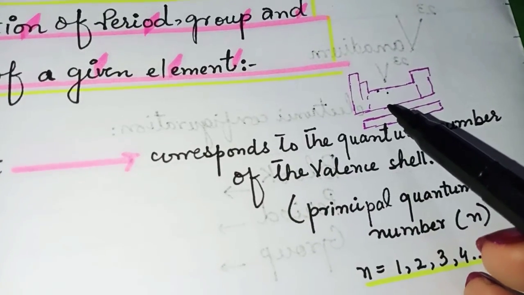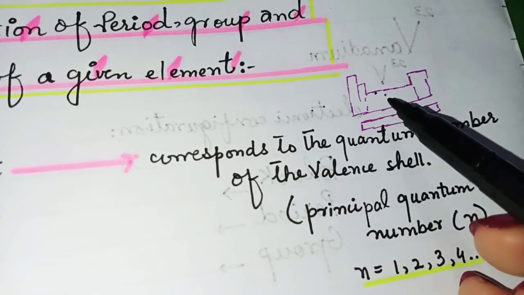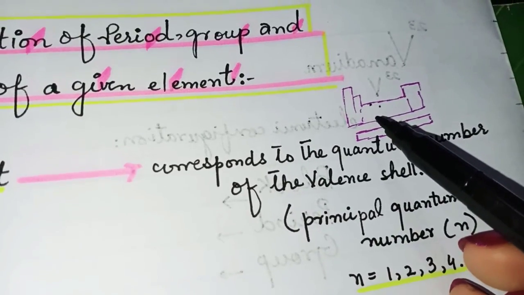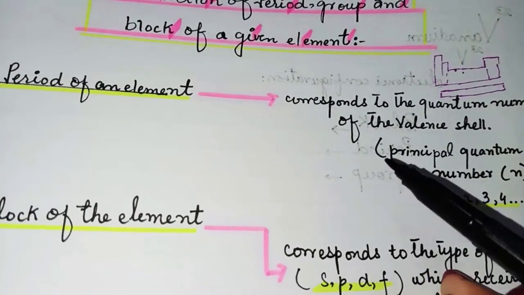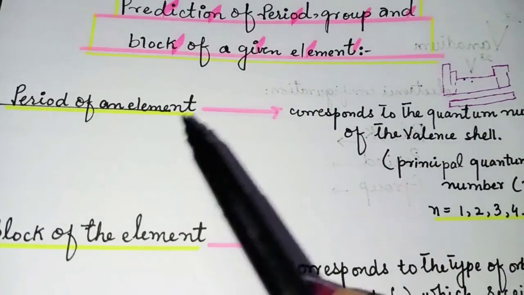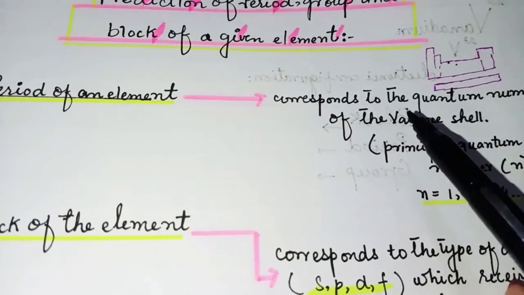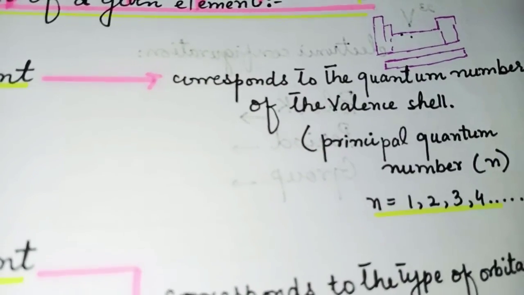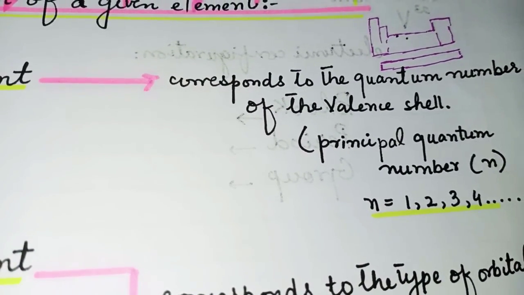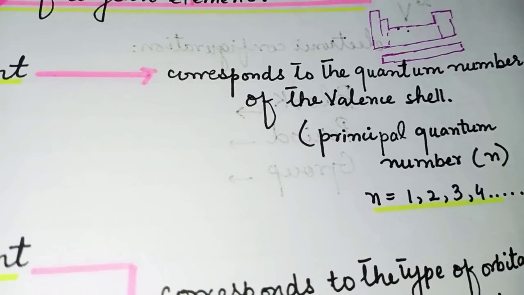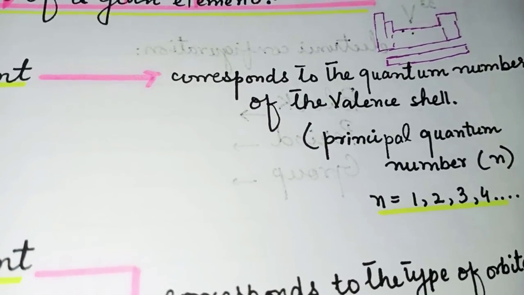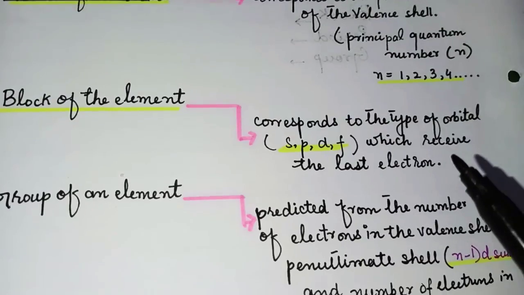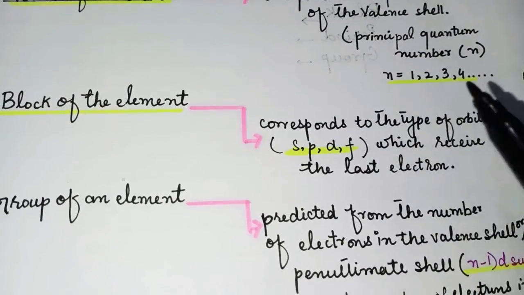So basically, if I know the position of a certain element in the periodic table, I can predict some of its chemical properties and many different things like that. Before moving onwards, you have to remember a few things. The period of an element always corresponds to the principal quantum number, which stands for the shell number. Its values are 1, 2, 3, 4 and so on, and we always represent this number by the small n. So the principal quantum number will tell you the period number.